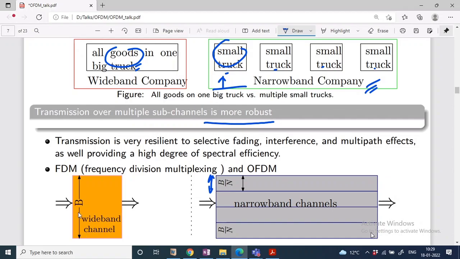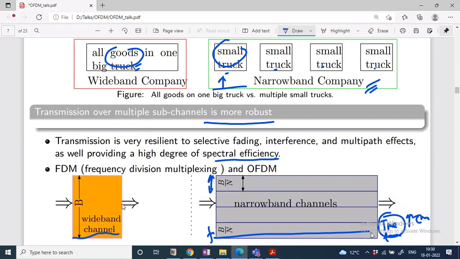Then you can see that in the time domain, we can enhance this. This is the time, and on the y-axis you can look at frequency, and the x-axis is the time. So the time duration of each symbol is enhanced. That's why I'm saying TMC is higher than tau max. Here the symbol time is small because we are using a single carrier for the whole channel. Then the transmission is very resilient to selective fading, interference and multipath effects, and provides a high degree of spectral efficiency.